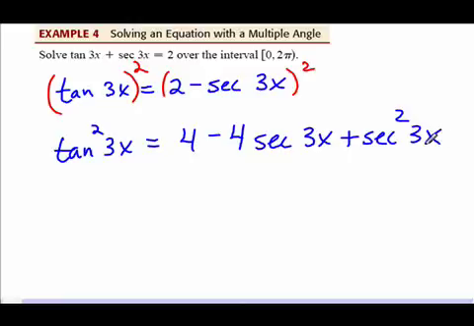Okay. Now on the left-hand side, tangent squared is the same thing as what? Tangent squared is the same thing as, from your identities, is it 1 minus, or is it secant squared plus 1? Secant squared minus 1. So this guy right here, we can make secant squared 3x minus 1.